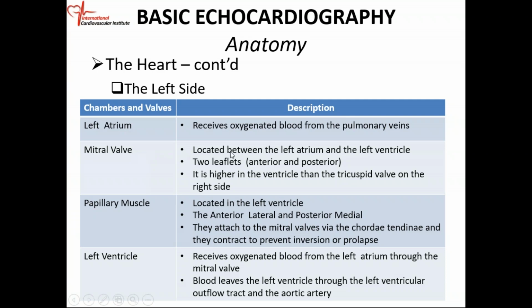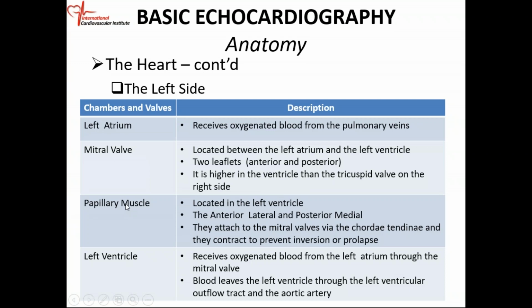The mitral valve, which is located between the left atrium and left ventricle, has only two leaflets. It has an anterior and a posterior leaflet, just two. Again, the mitral valve tends to be higher in the ventricle than the tricuspid valve on the right side.